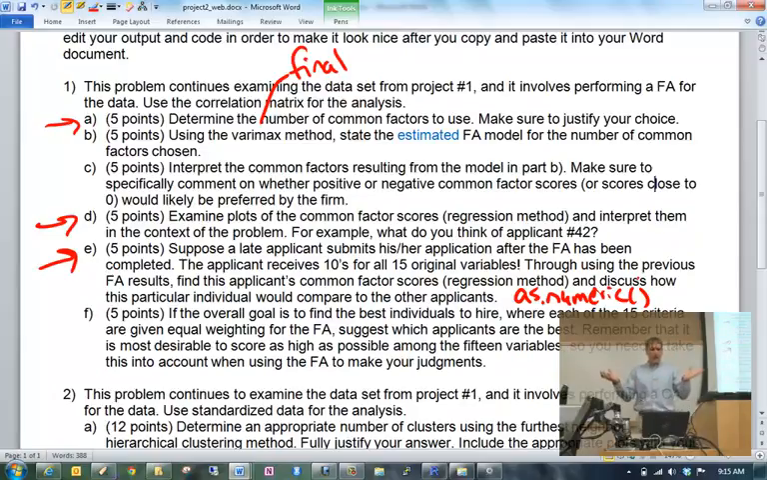Then lastly, part F. If the overall goal is to find the best individuals to hire, suggest who they would be with the help of the factor analysis model. Okay. And that simply is the first part of project number 2. Are there any questions?